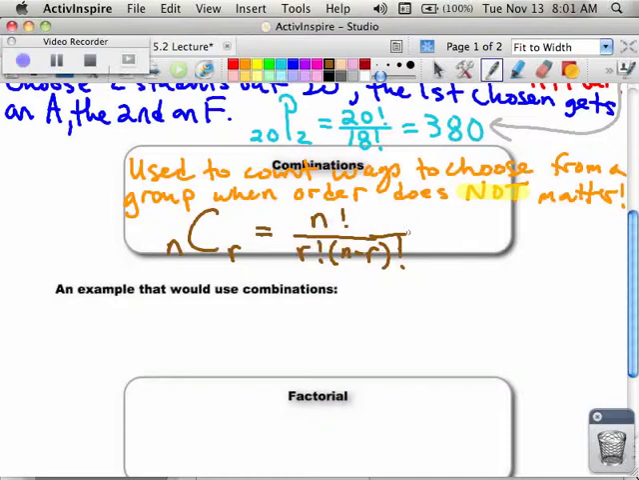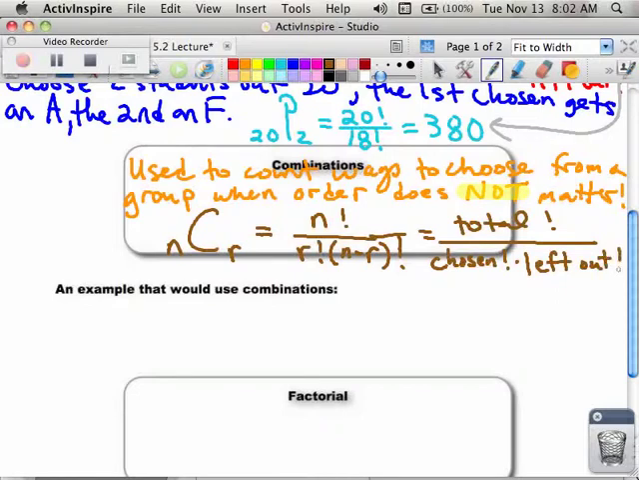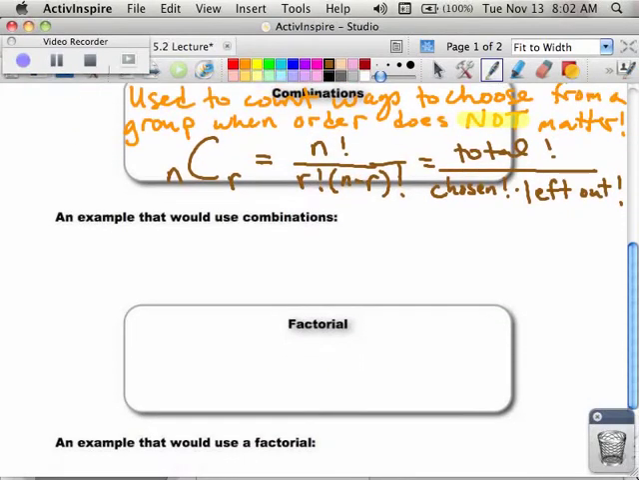So in words, what that means is the total factorial divided by the chosen factorial and times the left out factorial. So the only thing we've added in is the chosen on the bottom, which we did not have before. Let's look at an example of how this would work.